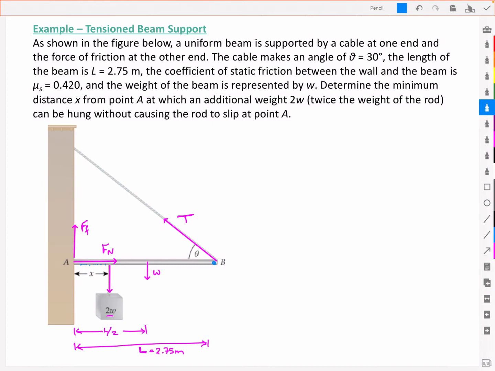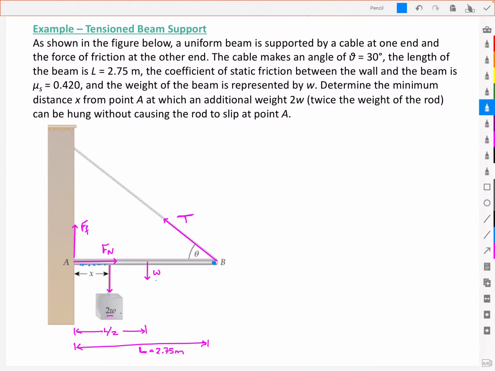And so the torque due to the frictional force at that moment arm of L from a pivot point at B needs to be able to counter the torque due to the weight of the rod and the weight of the block itself. It says determine the minimum distance at which it can be hung without causing the rod to slip. Because as we get closer and closer, it means a greater downward torque and it would want to slip. So we're going to try and determine that minimum distance.